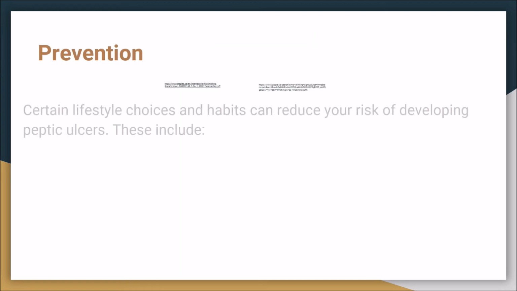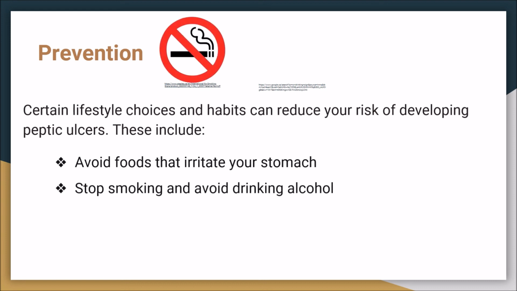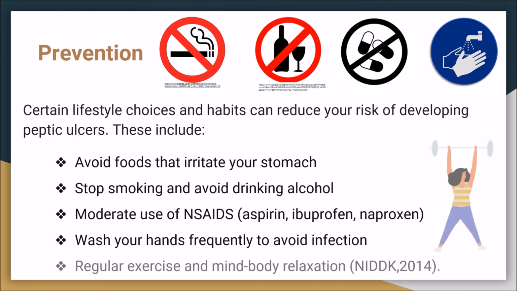Some helpful tips to prevent or allow healing of ulcers include avoiding foods that irritate your stomach. Stop smoking, as you are more likely to develop duodenal ulcers than non-smokers. Practice moderation with alcohol intake and other drugs such as NSAIDs. Wash your hands frequently to avoid infection. Regular exercise can also help prevent the occurrence of this disease.